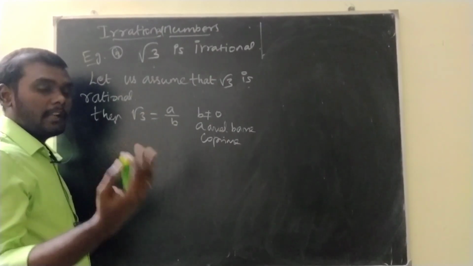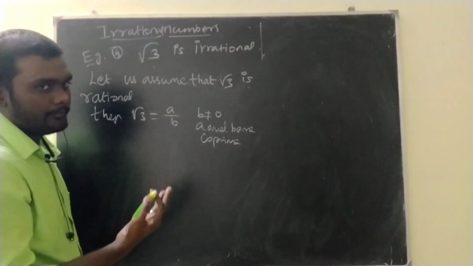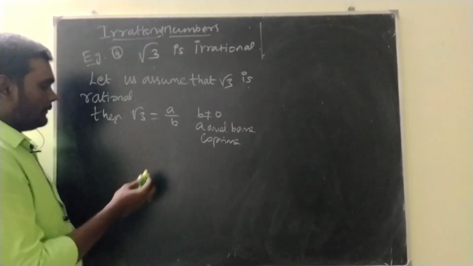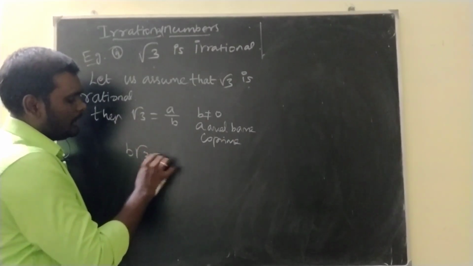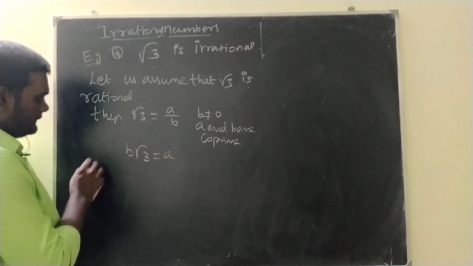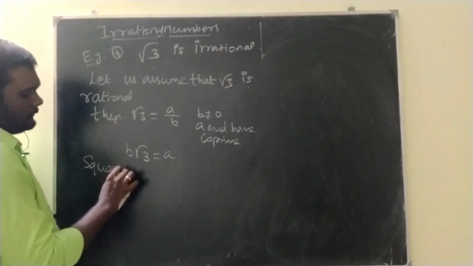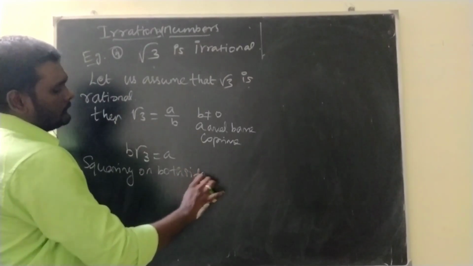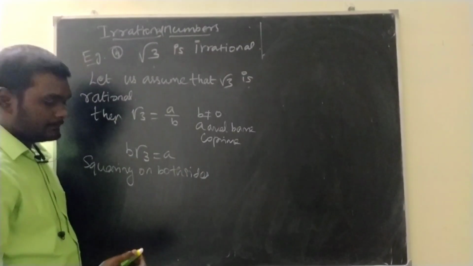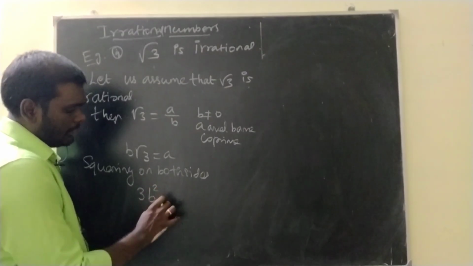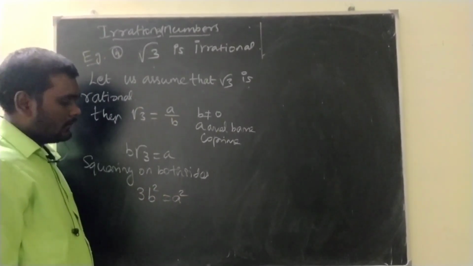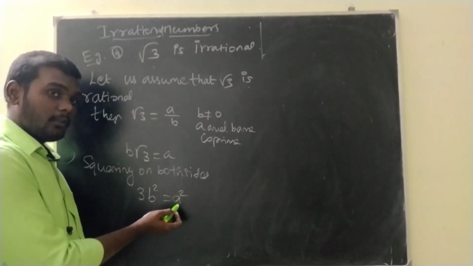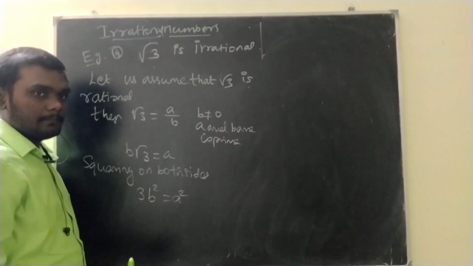Cross multiply. Just to give you one idea, I am just proving this with a and b. Previously we did it with p by q. Now just cross multiply. Then we will have b root 3 equal to a, and then squaring on both sides. When you square on both sides, 3 b square is equal to a square. Which means what? Who is a multiple of 3? A square is a multiple of 3.